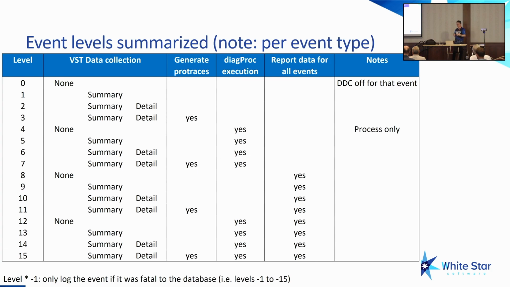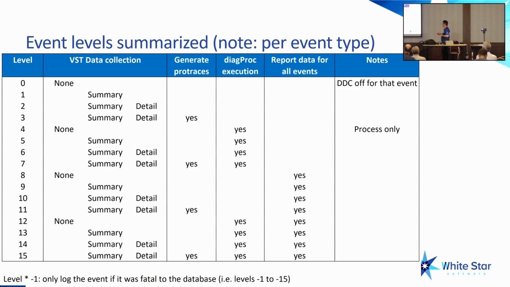so when you specify the startup parameters, one of them is diag event, and that takes as its parameter a comma-separated string of event type, colon, and event level. And there are 15 levels that are shown here. Well, really 16. 0 means don't collect data for that event type. And so based on the number that's specified, you're either going to collect no VST data or just the summary, whatever that happens to be for this event type, or summary and detail.